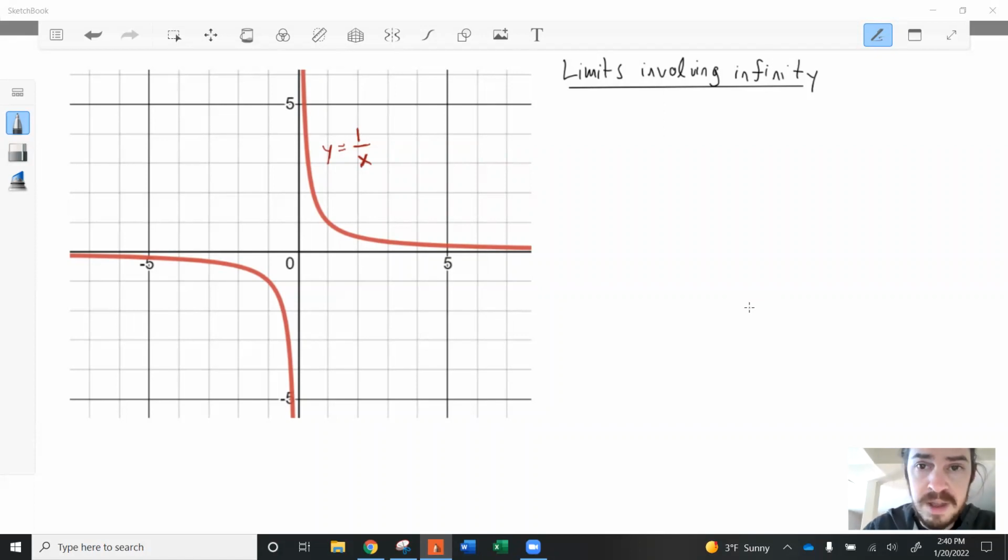So this is a lesson on limits involving infinity. What I want to do in this first video is just start with a basic example and talk about infinite limits when you have a vertical asymptote, and a limit at infinity when you have a horizontal asymptote. In the OpenStax textbook, this is going to be section 4.6.